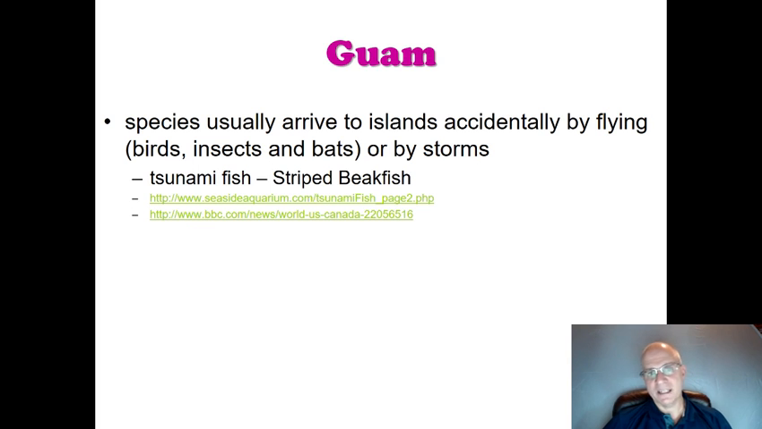So generally, as I mentioned before, when species are introduced into an island, species that fly, like birds and insects and bats, are going to be introduced because of what we call a sweepstakes event, where something like a storm may have blown them onto the island. We can also see rather unique things happening when storms can move species, like this fish that was called the tsunami fish, or the striped beakfish.